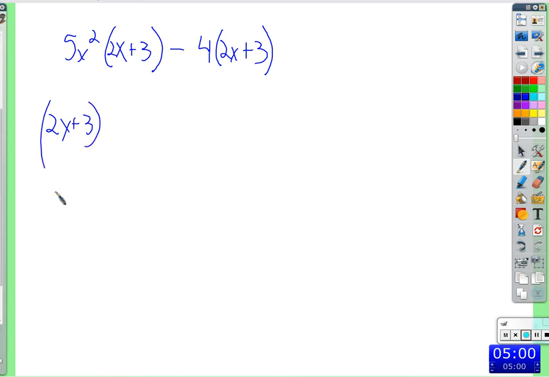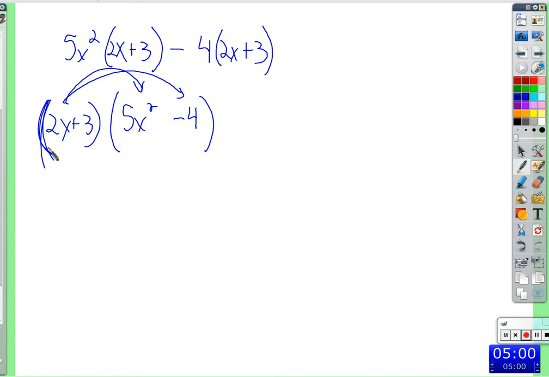3 factored out, just like we might factor out a 5 or a 7 or an x or anything like that. What are we going to distribute it into? Well, the first term needs to be 5x squared times 2x plus 3, so we're going to need to distribute it to a 5x squared to get back to this original. What about getting this? Well, we need a minus 4, so that when we distribute this to the minus 4, we get negative 4 times 2x plus 3.